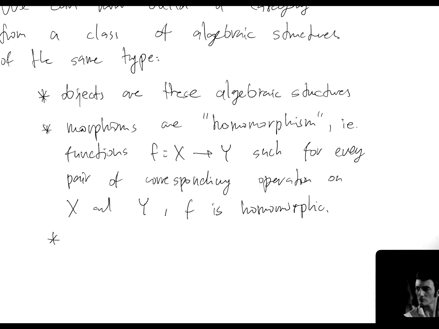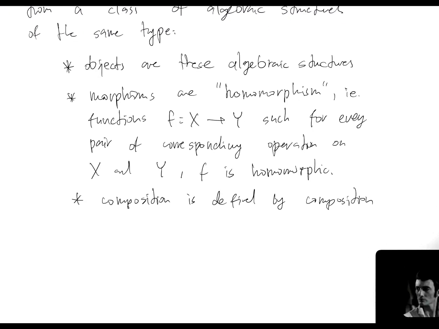So these are morphisms, while composition is defined by composition of those functions. It turns out that if you take a homomorphism and compose it with another homomorphism, this composite function will also be a homomorphism. Because these morphisms were defined as special kinds of functions, their composition is defined as the usual composition of functions.